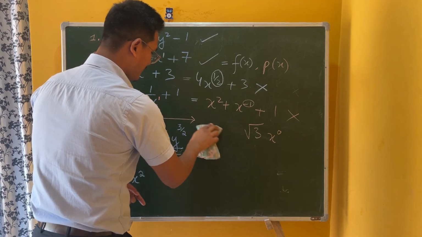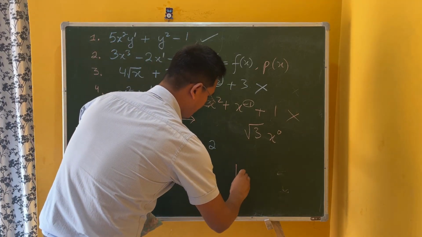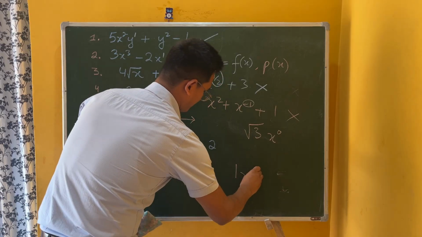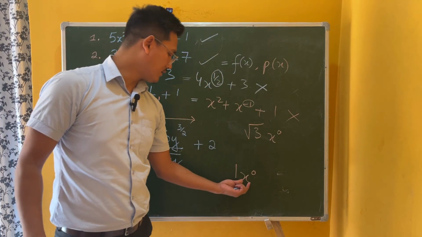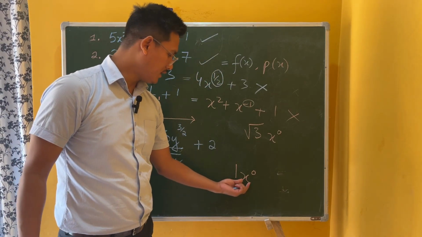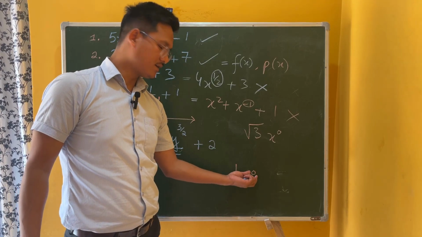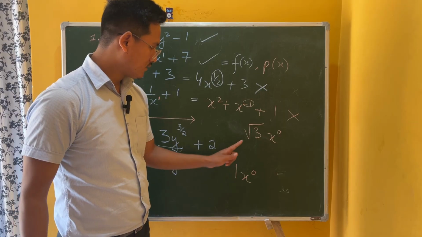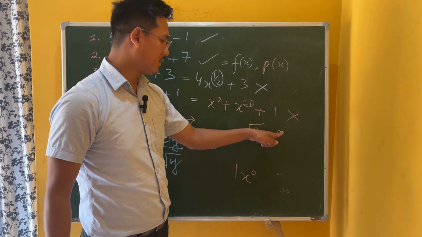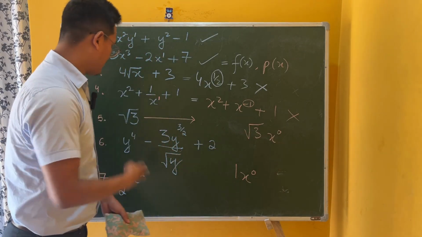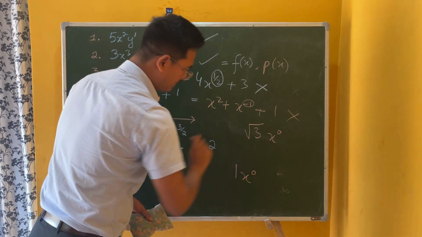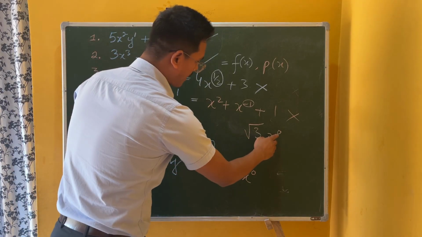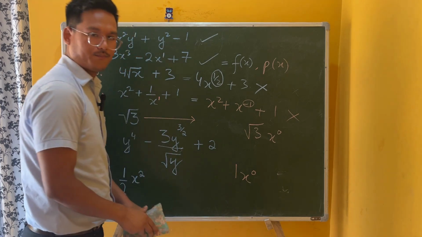Similarly, I can write any number, let's say 1, because any number or quantity whose power is 0 is 1, right? But I can write it. So root 3 is connected with x whose power is 0. So this is also a polynomial whose power or degree is 0.